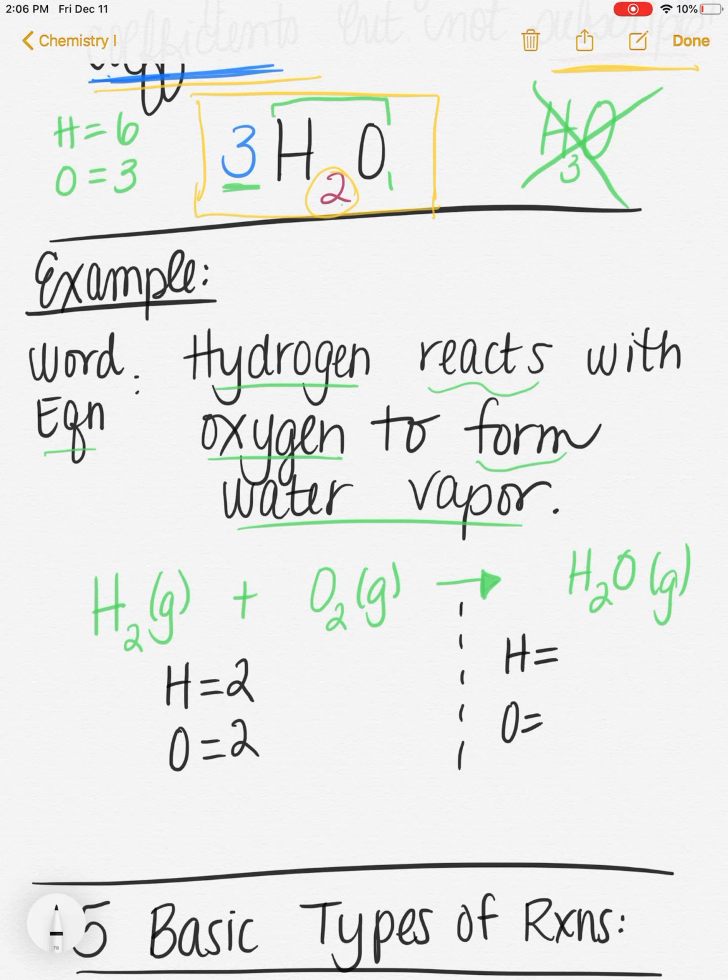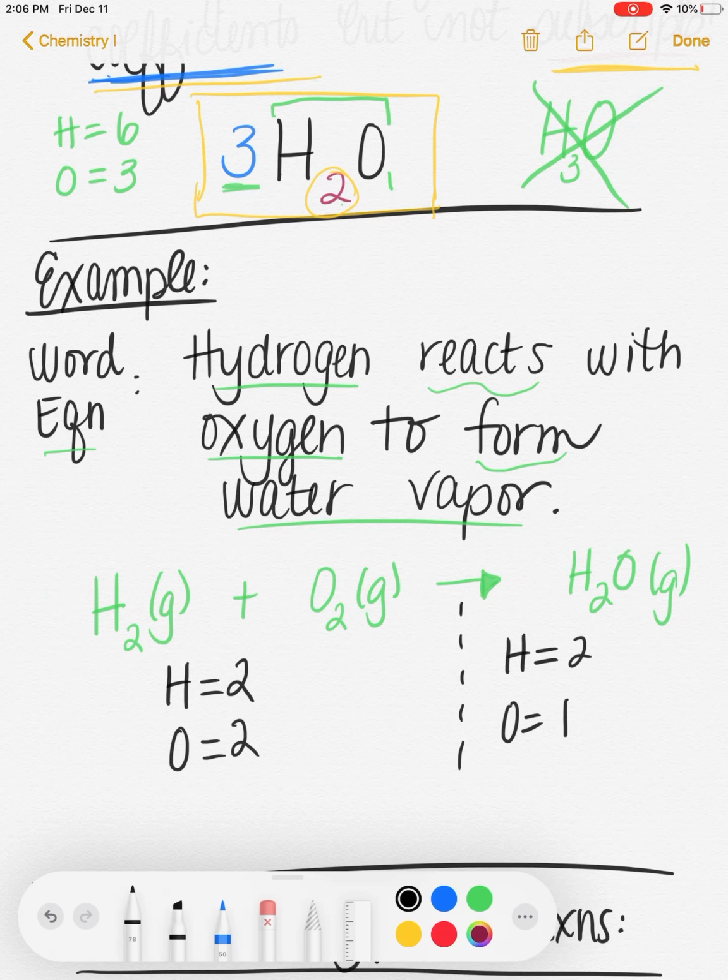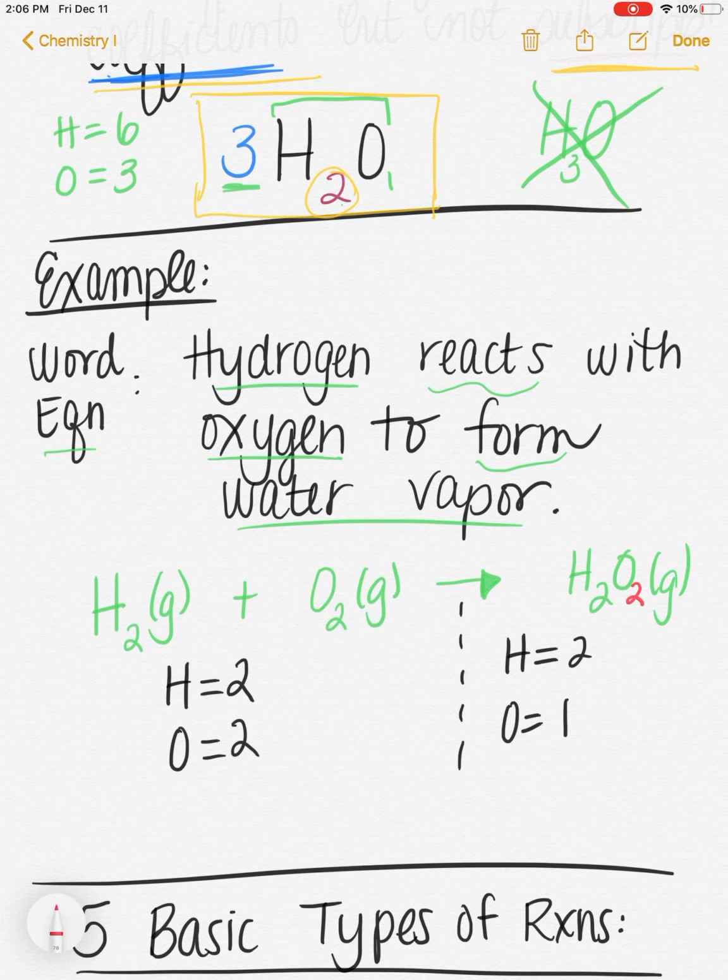We have 2 hydrogens. And we have 2 oxygens on the left side. On the right side, I have 2 hydrogens, but only 1 oxygen. Right now, this looks like it is not balanced because it looks like you started with 2 oxygens and you ended with 1. How do we fix this? Well, we've got some ideas that you could use. You could put 2 down here to try to get 2 oxygens.